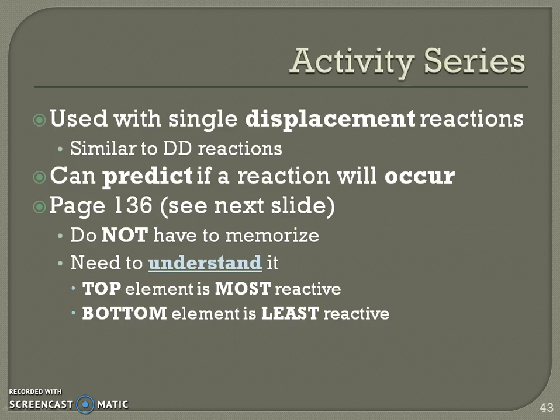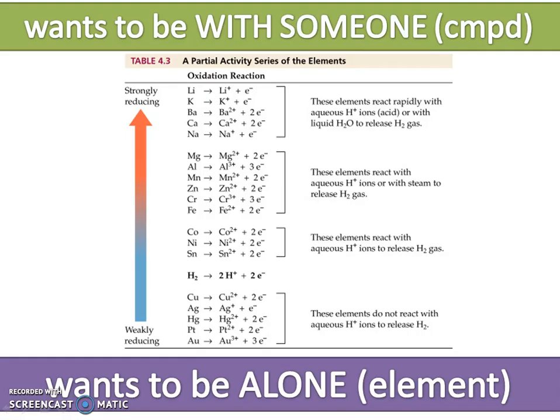Okay, so now you have an activity series, and that is dealing with single displacement reactions similar to your double displacement reactions, and this is going to help us predict if the reaction even happens. So we do not have to memorize this activity series. I'm going to show you on the next slide, but you do need to understand that the top element is the most reactive, meaning that it wants to be in a compound the most, and the bottom element is the least reactive. It wants to be alone.